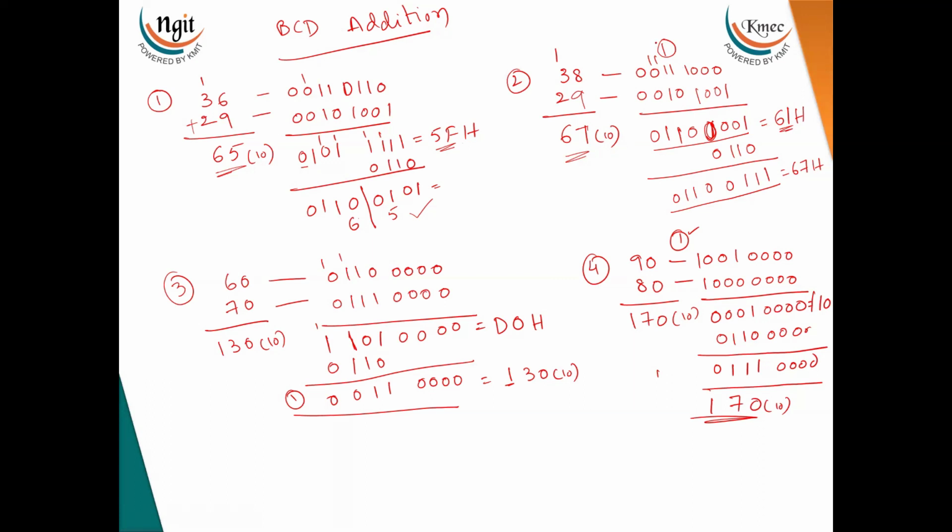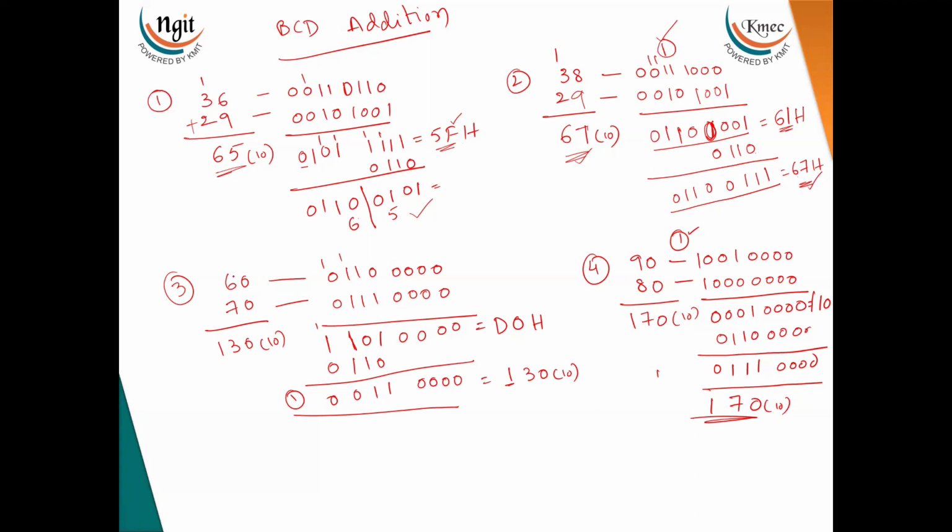Why? Because here the auxiliary carry is generated, meaning from the lower nibble to the higher nibble, an auxiliary carry is generated. Because of this auxiliary carry, it is not matching. So here also, whenever the lower nibble is greater than 9, we need to add 6. If any auxiliary carry is generated, then also we need to add 6. Then by adding 6, we will get the correct decimal answer. Now here you can see the decimal answer is this. After adding the 6, we are getting the decimal answer.